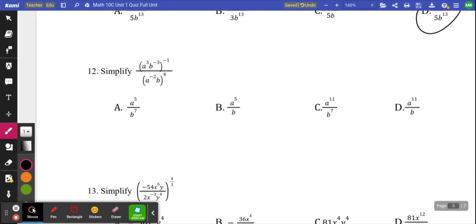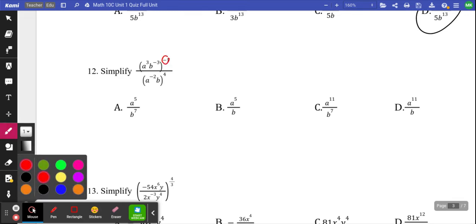Okay, number 12. Simplify. We have an exponent on the outside. That thing needs to come in. Same with this one on the bottom. When it comes in, it multiplies to the other exponents. So 3 times negative 1 becomes negative 3. Negative 3 times negative 1 becomes positive 3. The denominator, negative 2 times 4 becomes negative 8. b to the 1 times 4 becomes b to the 4.